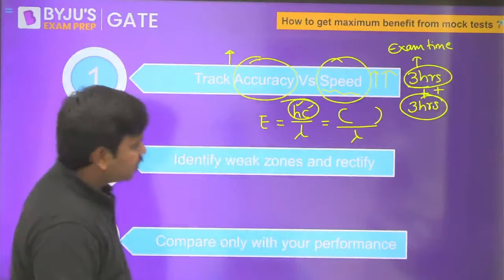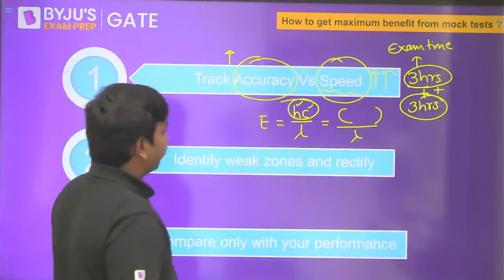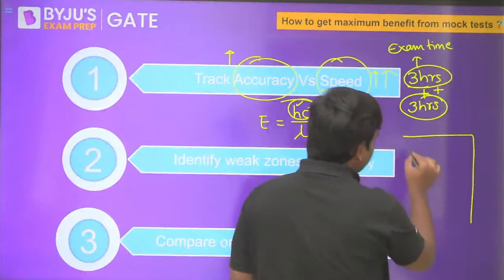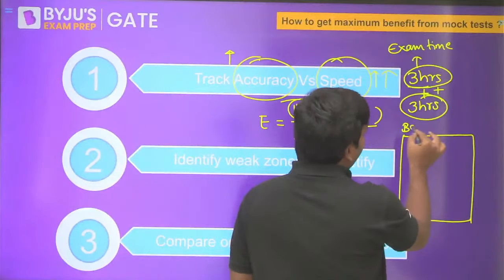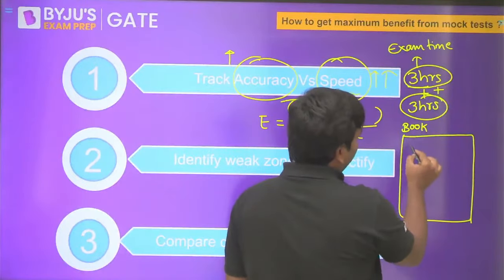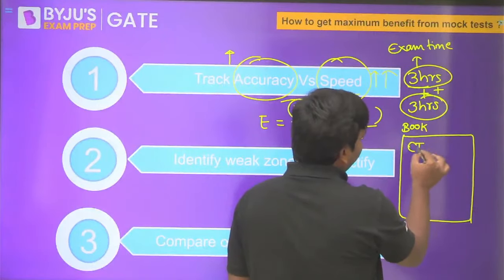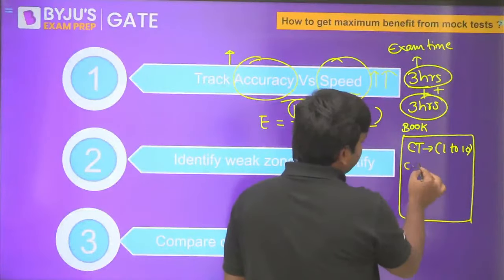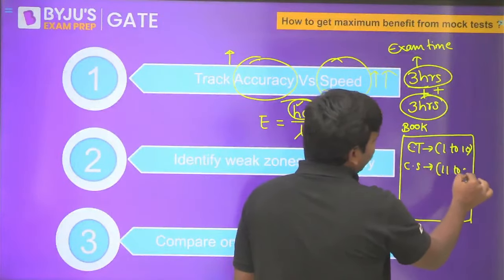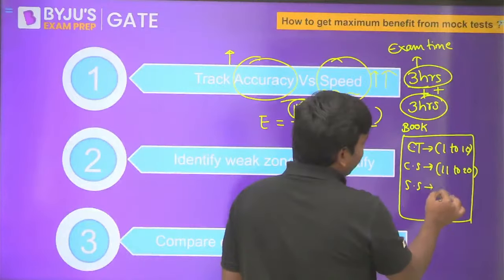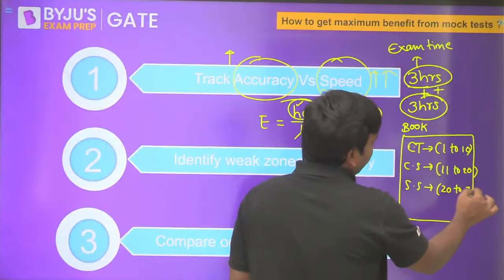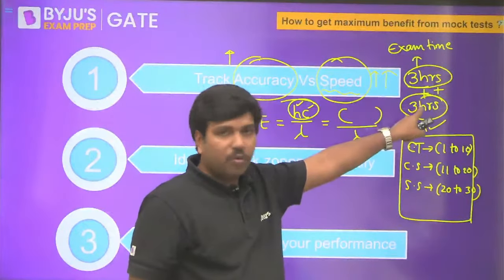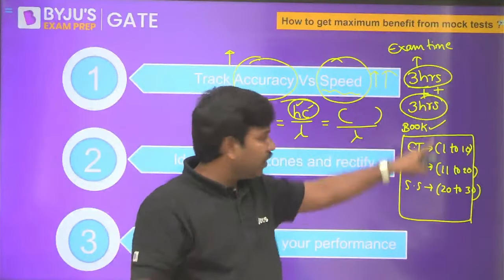Clear? And next is obviously identify the weak zones and rectify. So after finishing these 3 hours of time, try to maintain a simple book. Let us say maybe 10 pages for circuit theory, CT means circuit theory, page number 1 to 10. Then control system, second subject, page number 11 to 20, signals and systems maybe from the 20th page to the 30th page. So take one single book, and for circuit theory, write what mistakes you have made and which topics you are weak in. In these 3 hours you need to evaluate that and put that here.